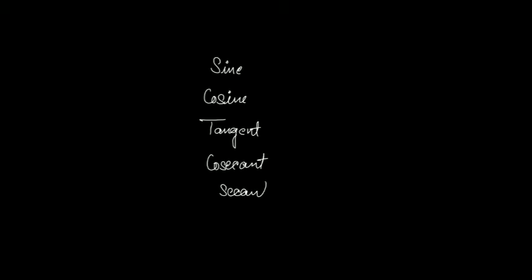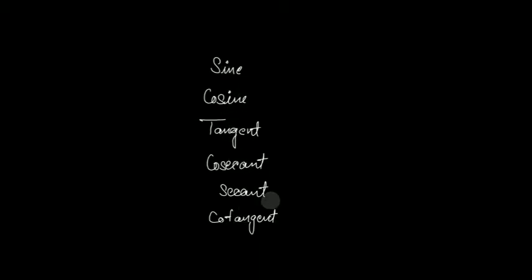We have studied that trigonometry is a branch of mathematics where we find the relation between angles and sides of the given triangle. There are 6 ratios, as I have already taught you. First is sine, cosine, tangent, cosecant, secant, and cotangent. These are the names of those ratios.